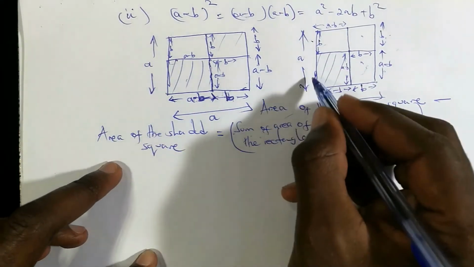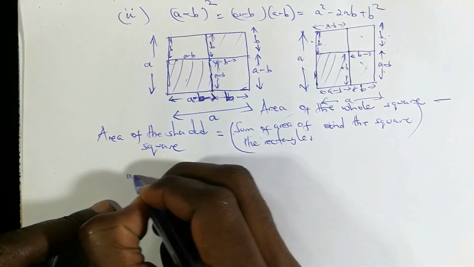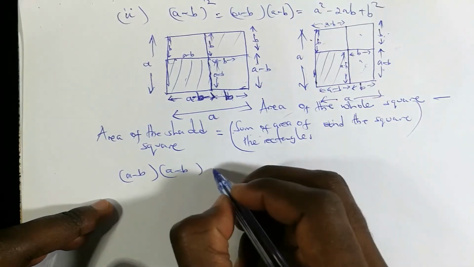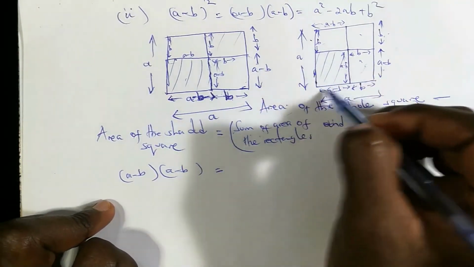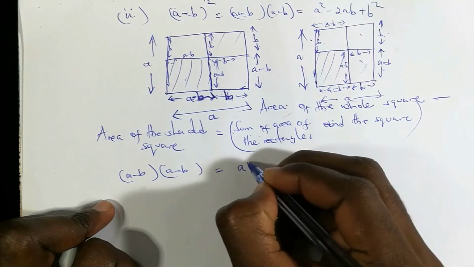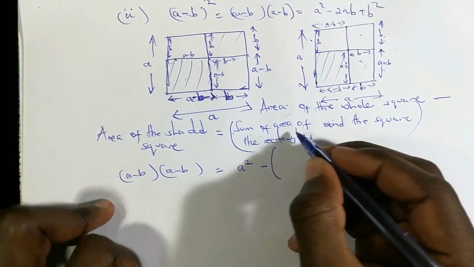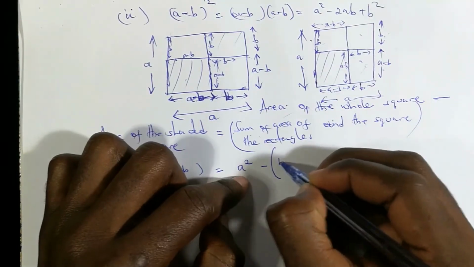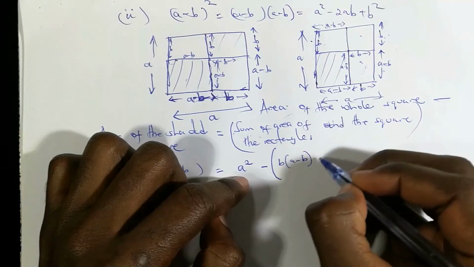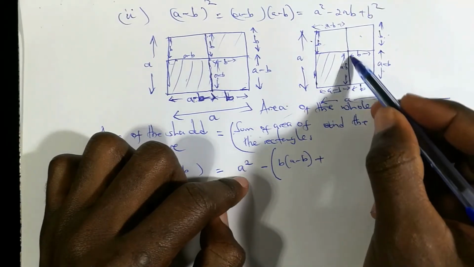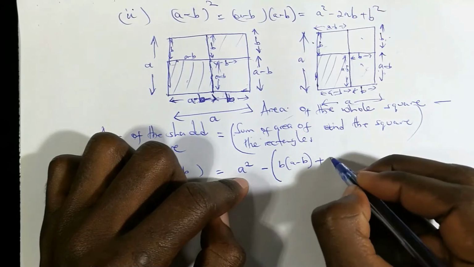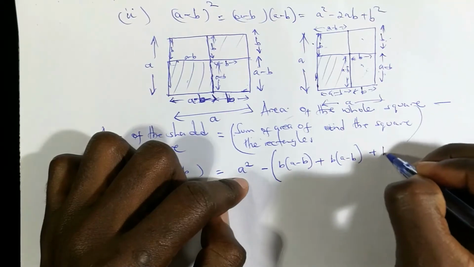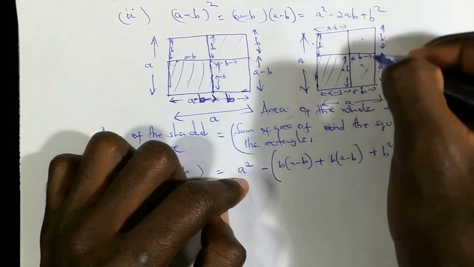So here the area of the shaded part will be a minus b times a minus b. They have the same sides, a minus b here, equals the area of the whole square, which is a times a, which is a squared, minus the sum of the areas of the rectangles. The area of this is going to be b into a minus b, plus this one also, which is b times a minus b, plus that of the small square, which is b squared, b times b.